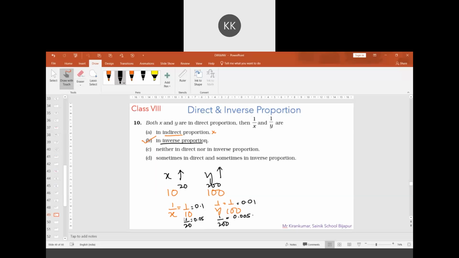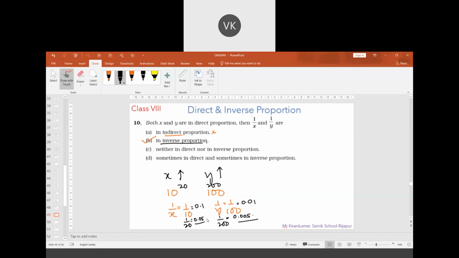When the x value is increased, the 1 by x value is decreased, no? Yes, sir, it decreases. This also decreases. No, sir, it is increasing here on the right side. 0.01 becomes 0.05. It is increasing. This is less than this.